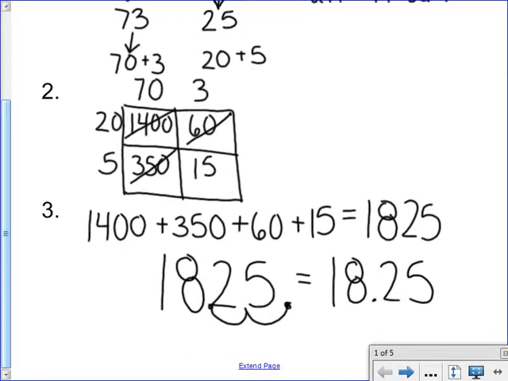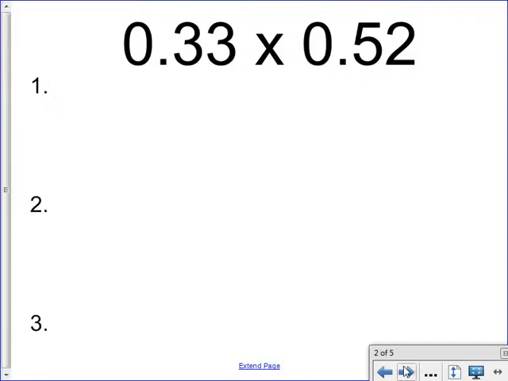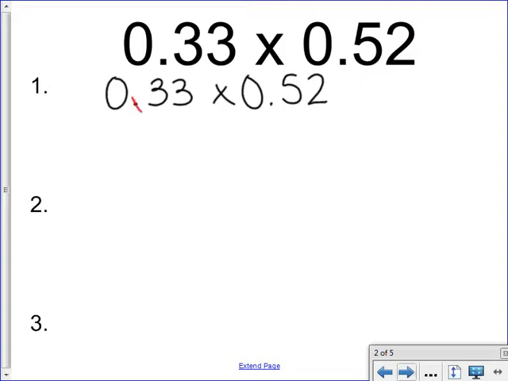So let's go ahead and look at a second problem. In this case, we have 0.33 times 0.52. I'm going to rewrite these numbers so I can get rid of that decimal. Now, if you have a problem like this that starts with 0, when you get rid of that decimal place, you can also get rid of that 0. So these two numbers will become 33 and 52.